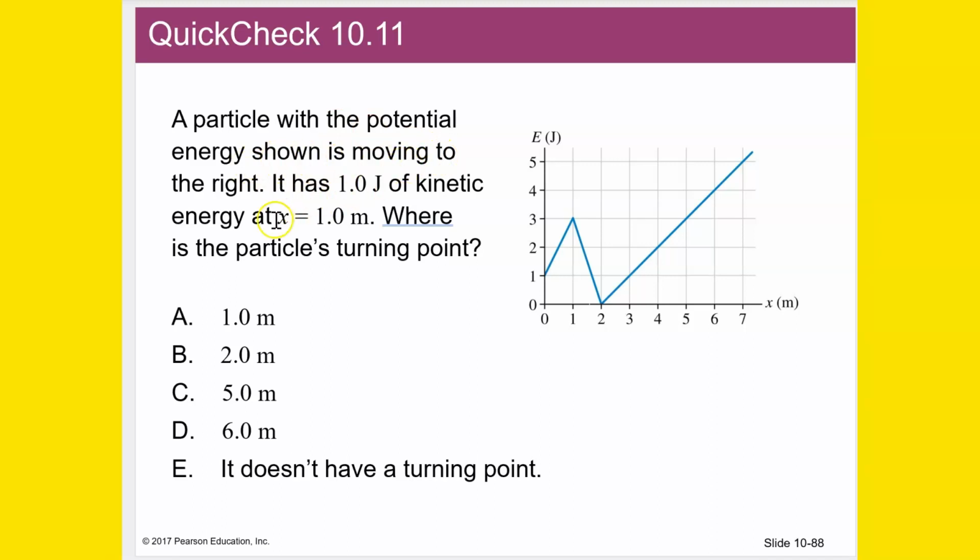All right, same situation. Where's the particle's turning point? All right, at x equals 1, that's right here, it has 1 joule of kinetic energy. So it's got 3 joules of potential, 1 joule of kinetic, which means the total energy is actually 4. So the total energy of the system is always going to be 4 then. And we were told before that the turning point occurs where the potential energy line meets the total energy line. So I believe the turning point would occur at 6. That is the case.